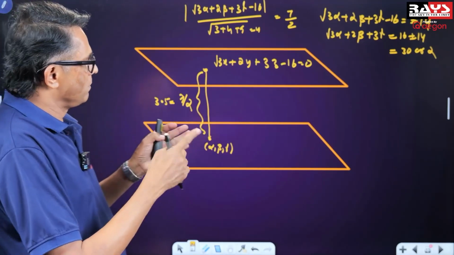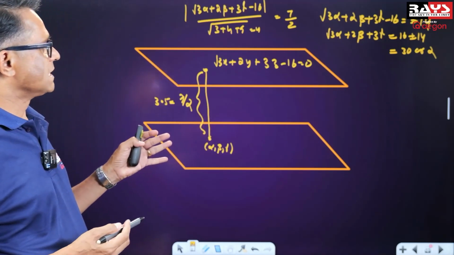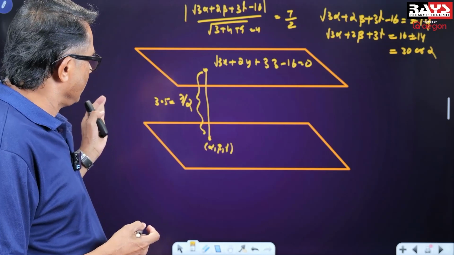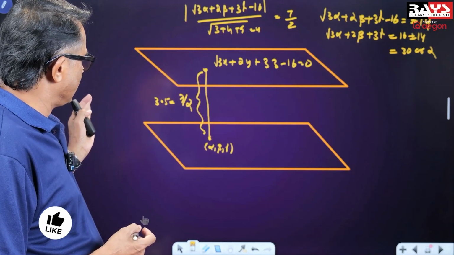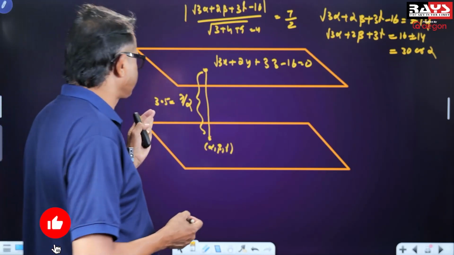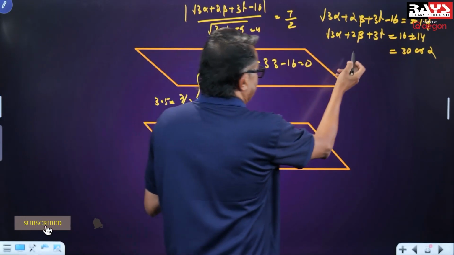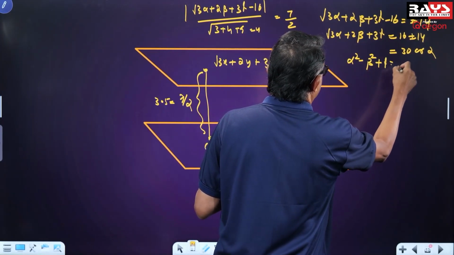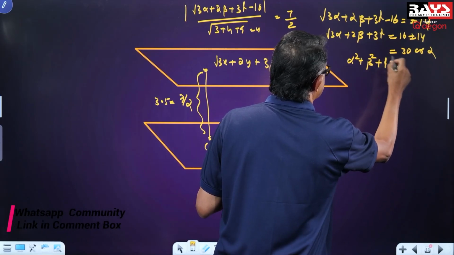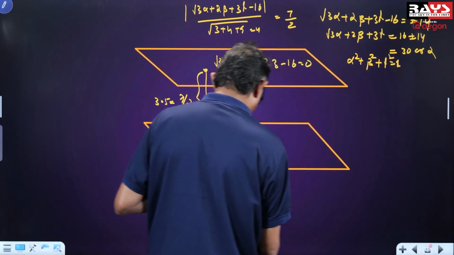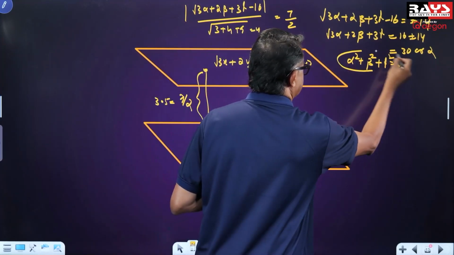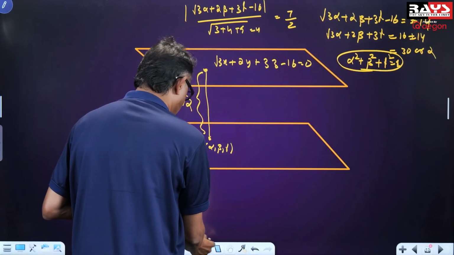Root 3 alpha plus 2 beta plus 3 gamma is equal to either 30 or 2. Now, see, one more thing. We know that alpha square plus beta square plus gamma square is equal to 1. It is given.